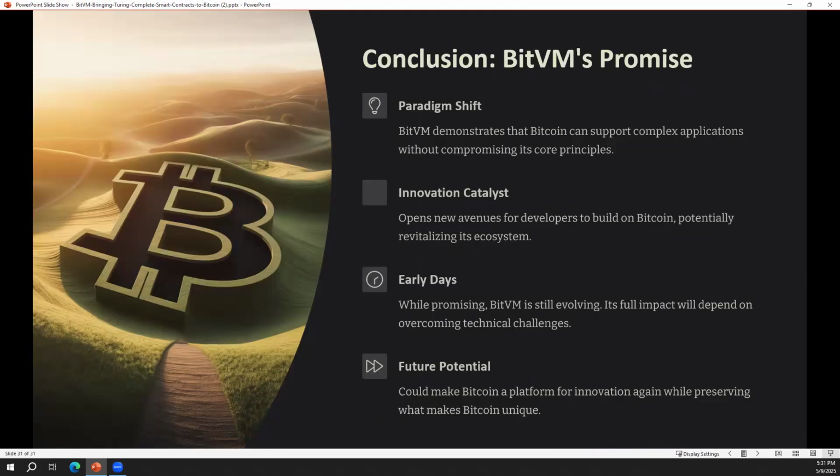So, in conclusion, BitVM demonstrates that Bitcoin can support complex applications without compromising its core principles. It is an innovation catalyst: it opens new avenues for developers to build on Bitcoin, potentially revitalizing its ecosystem. While promising, BitVM is still evolving. Its full impact will depend on overcoming the technical challenges that we mentioned before. For the future potential, we could make Bitcoin a platform for innovation while preserving what makes Bitcoin unique.